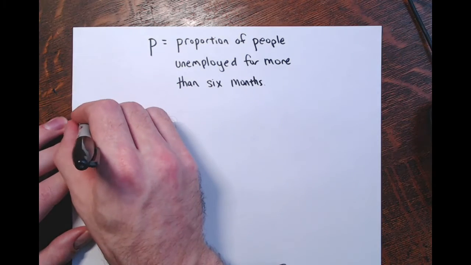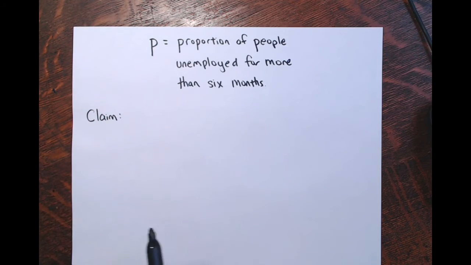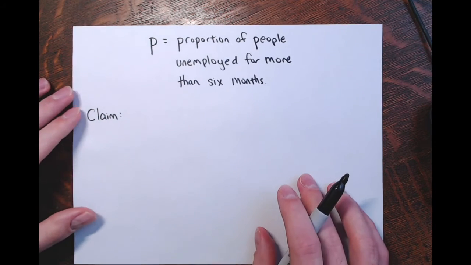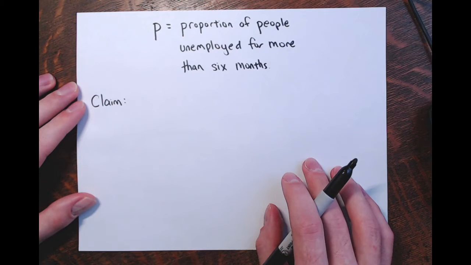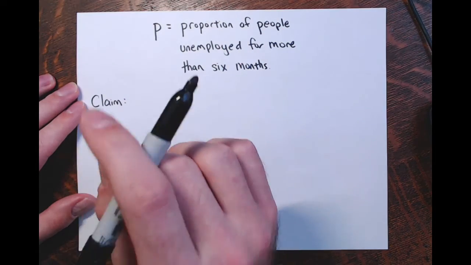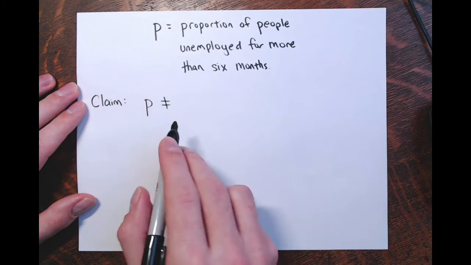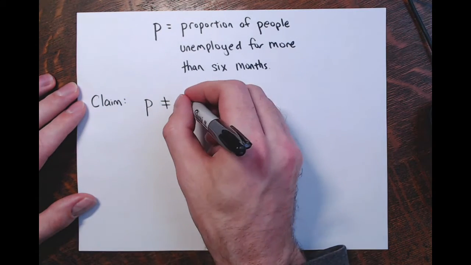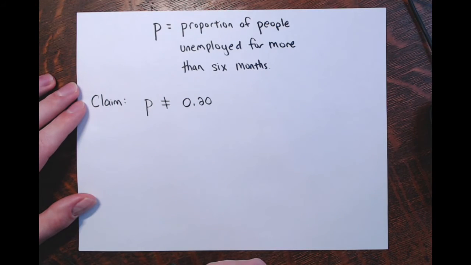As with every hypothesis test, we identify some claim that is being made about a parameter, about this population proportion. The second sentence was, he claims that this proportion is not 20%. So p is not equal to 0.20, or 0.2.